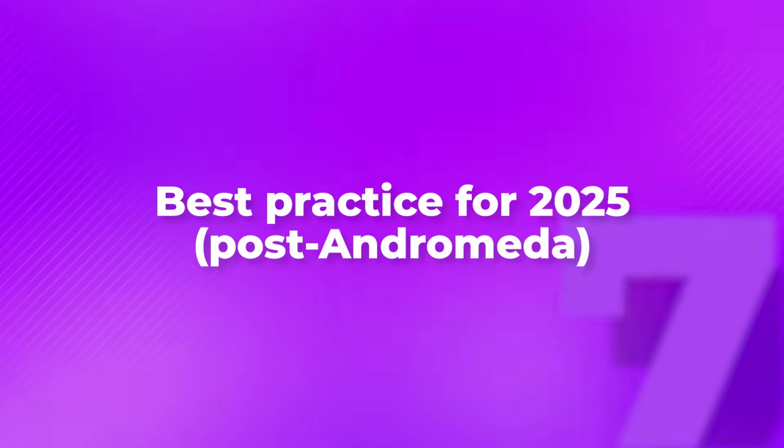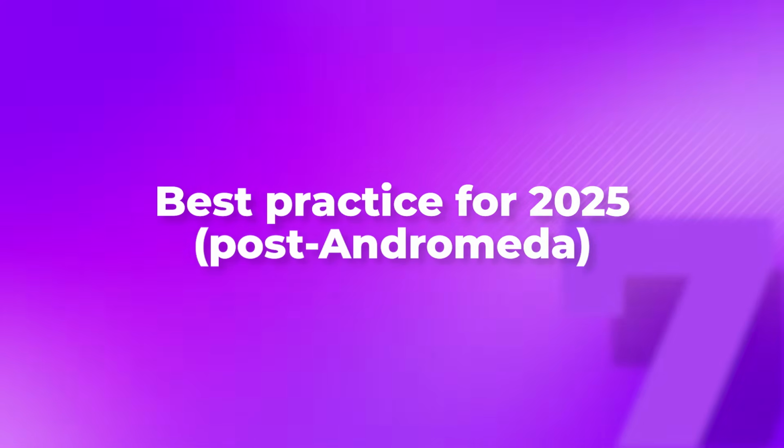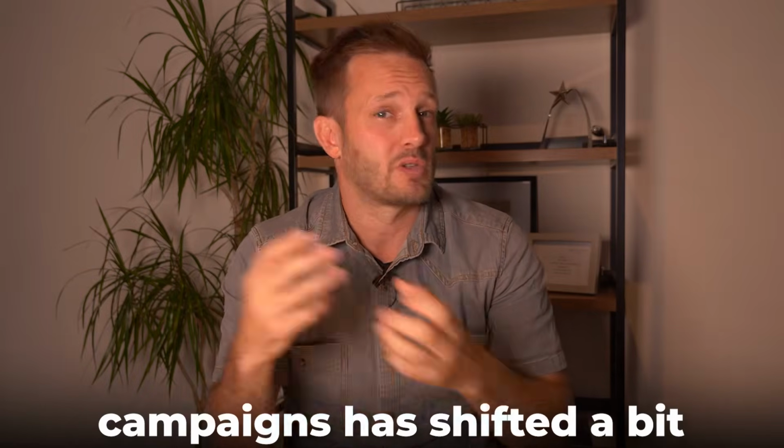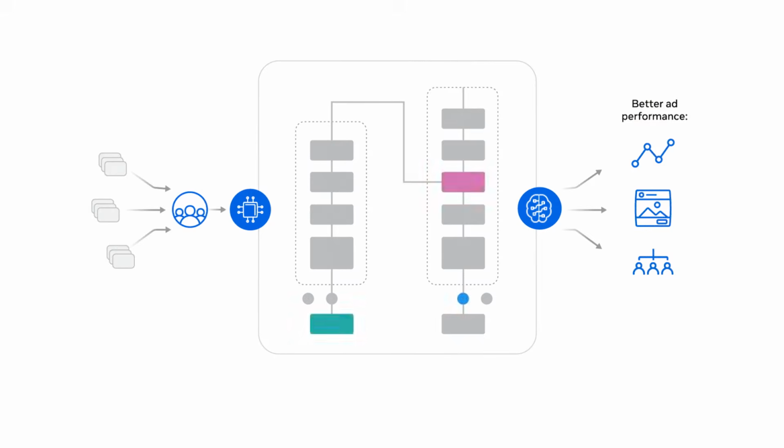So, best practice for 2025 post Andromeda. Because of the Andromeda update, the way you build and manage campaigns in Ads Manager has shifted a bit. You'll still connect your pixel and conversion API. You'll still send clean events and use UTM parameters. This hasn't changed. What has changed is the weight that is placed on your ad creative and copy. Meta now treats your copy and visuals like targeting signals. It's reading your ad and deciding who it belongs in front of.